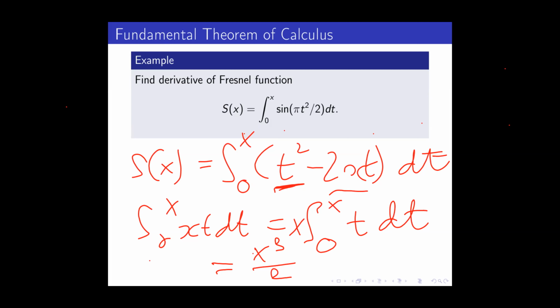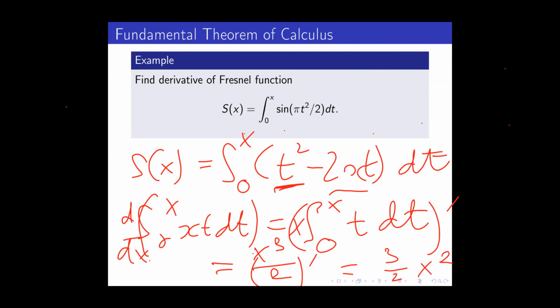When you differentiate this, d/dx of this is equal to the derivative of this, and you get 3/2 x squared. So s prime is the derivative of the first part with t squared here, so that is x squared, minus 2 times the derivative of this guy, which is 3/2 x squared. So what you get is minus 2x squared instead.